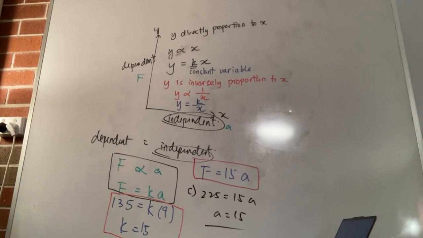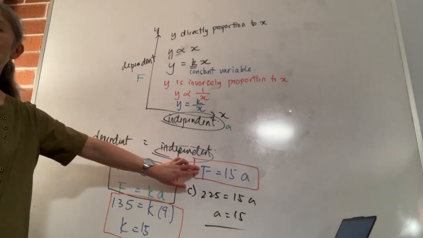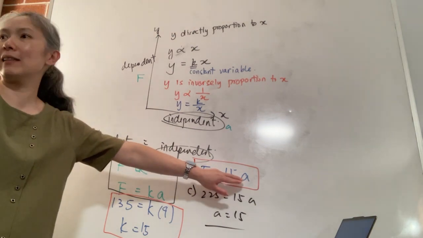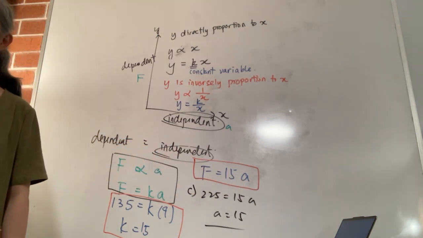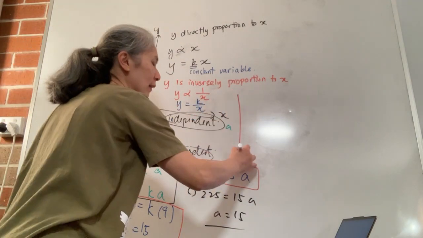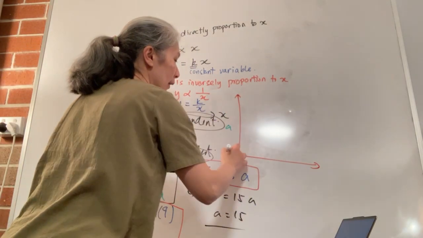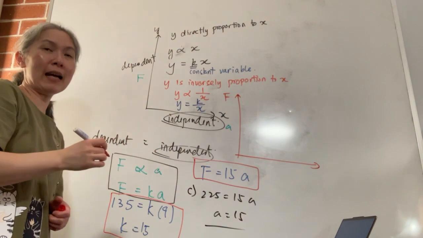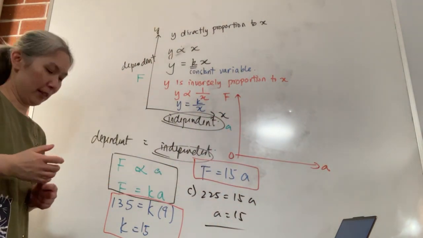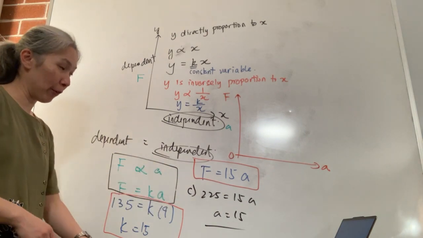Okay, so by looking at this equation, this is a straight line. It's more like I want you to think about y equal to 15x. Can you sketch y equal to 15x? I'm sure you can. So number plane. This is your F now, and this is your A. That's what we know. This is your 0. And of course, this equation starts from 0, 0.